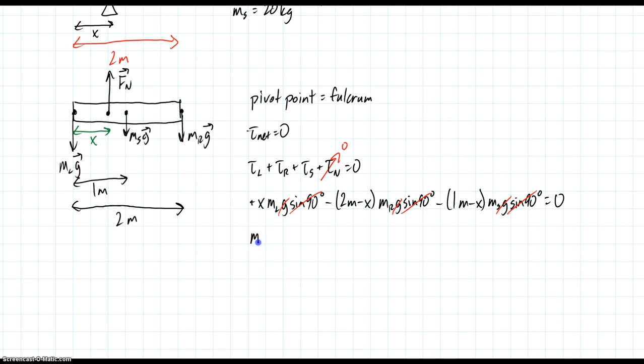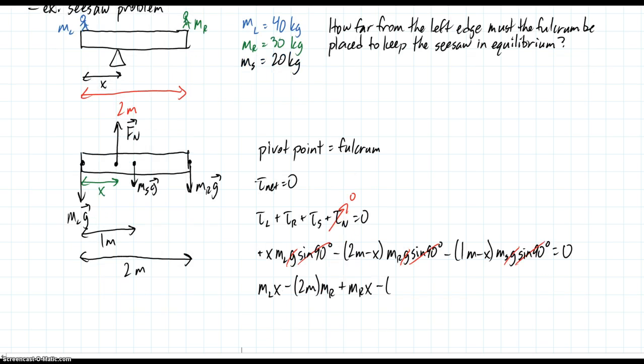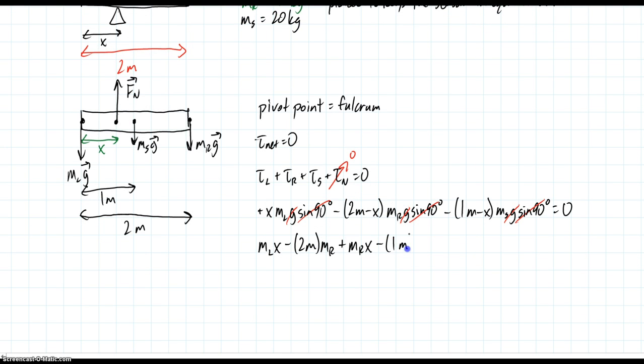So we have m sub l times x minus 2 meters times m sub r minus x, or minus m sub r times x. Sorry, that should be a plus sign. Minus 1 meter times the mass of the seesaw plus mass of the seesaw times x, all equals 0.